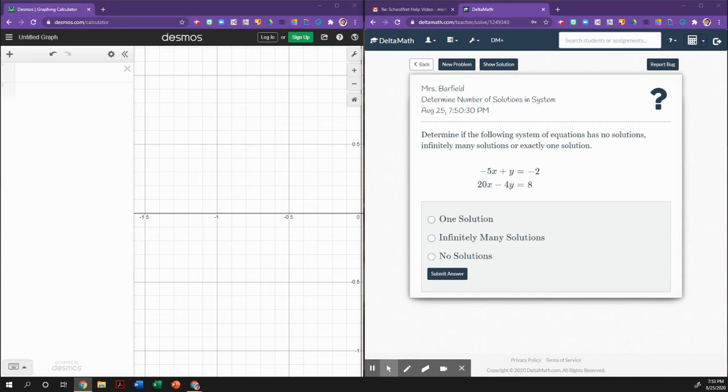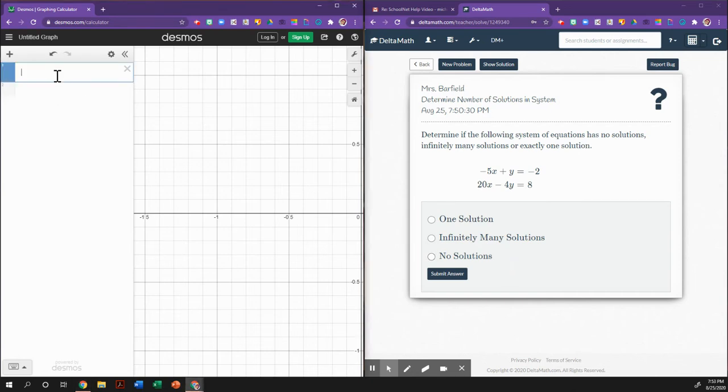So right now, we're just going to look at systems of linear equations. So these are lines, okay? And if you notice here, we have 3 answer choices, okay? And we always have 3 answer choices when it comes to systems of equations.